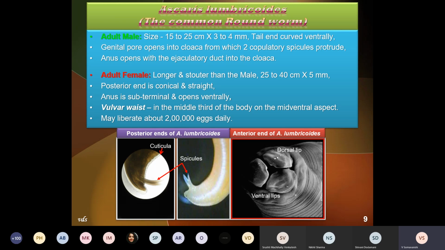Understand the meaning of parthenogenetic. A female that can produce eggs without mating with a male is called parthenogenetic. And in that case, if the female is a parthenogenetic female, it can liberate unfertilized eggs.